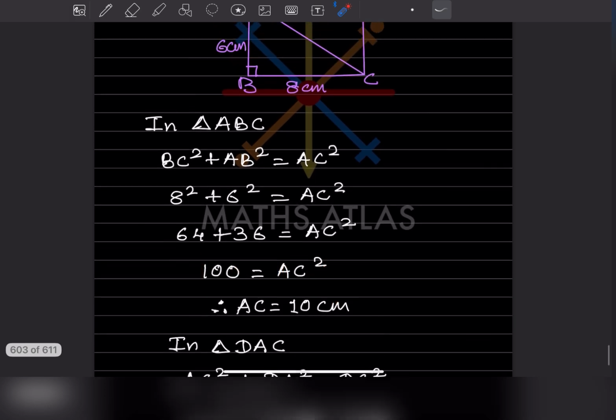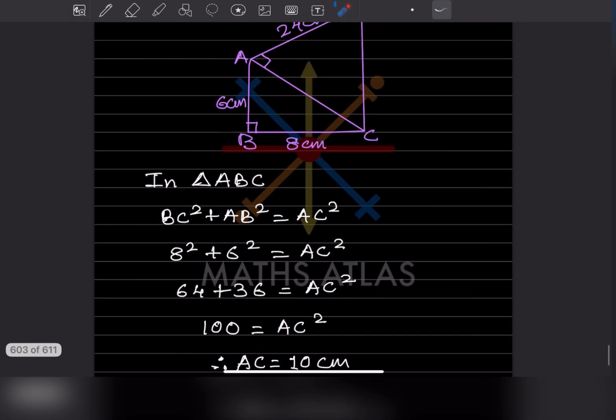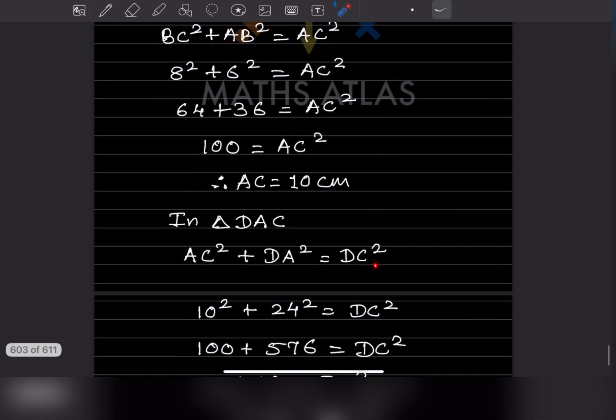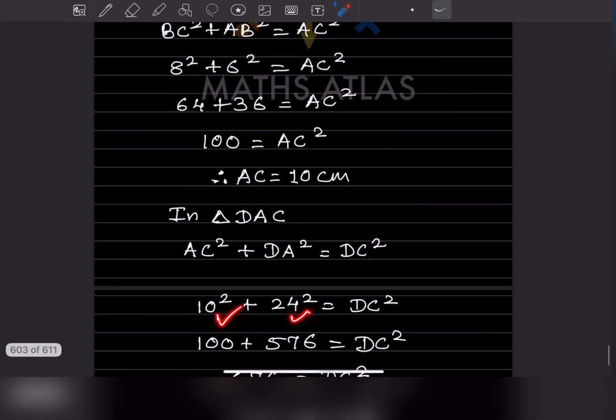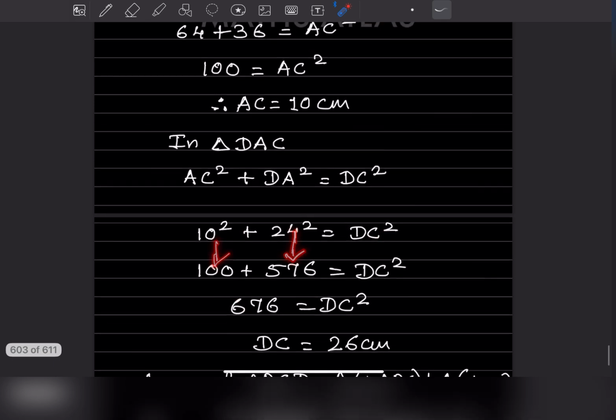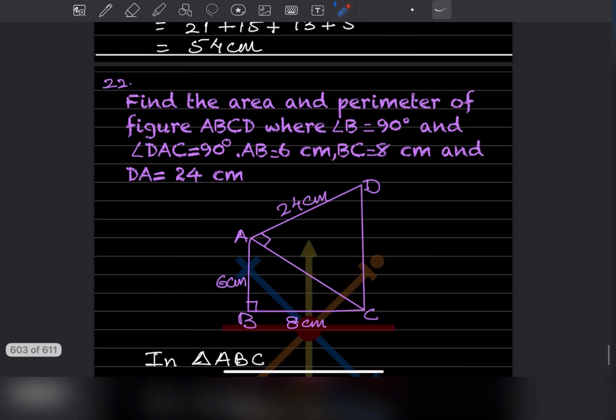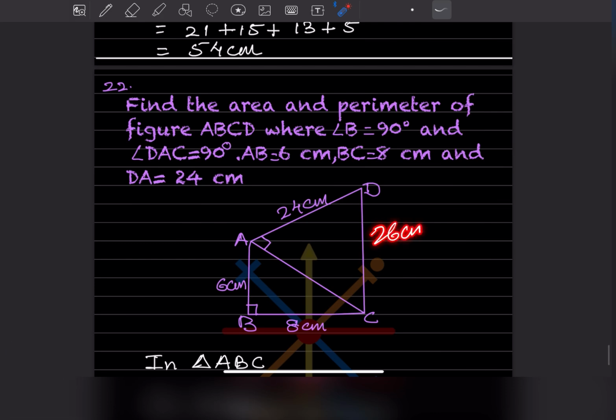Then in triangle DAC, this AC square plus this AD square is going to be this DC square. So 10 square plus 24 square is DC square. So this is going to be 100 plus 576, that is DC square. When you add this, 676 will be DC square. So DC, when you take the square root here, is going to be 26 centimeter. So you got this DC as 26 centimeter.